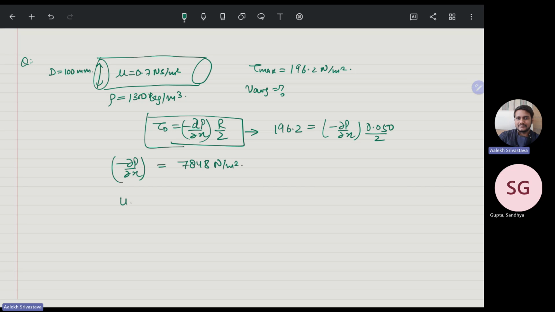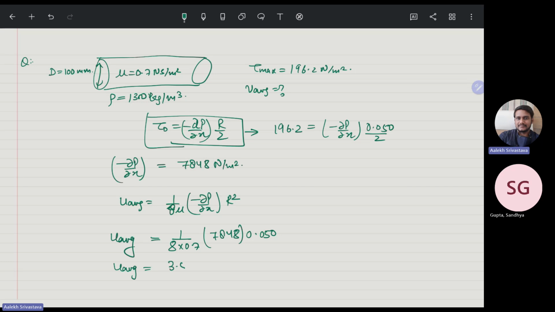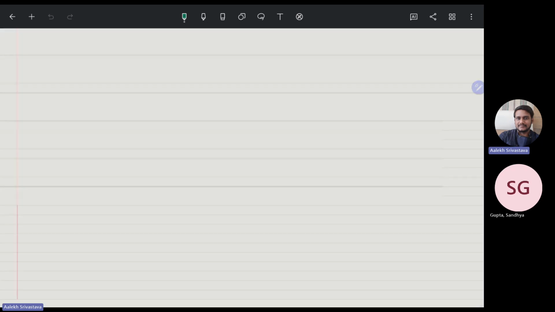Now you know the dp by dx, so u average is given as 1 by 4 mu, or sorry, 1 by 8 mu, minus del p by del x into r square. So 1 by 8 into mu is given as 0.7, minus dp by dx is 7848, into r square, it is 0.050. So u average, therefore, is equal to 3.50 meter per second. So this is the solution.